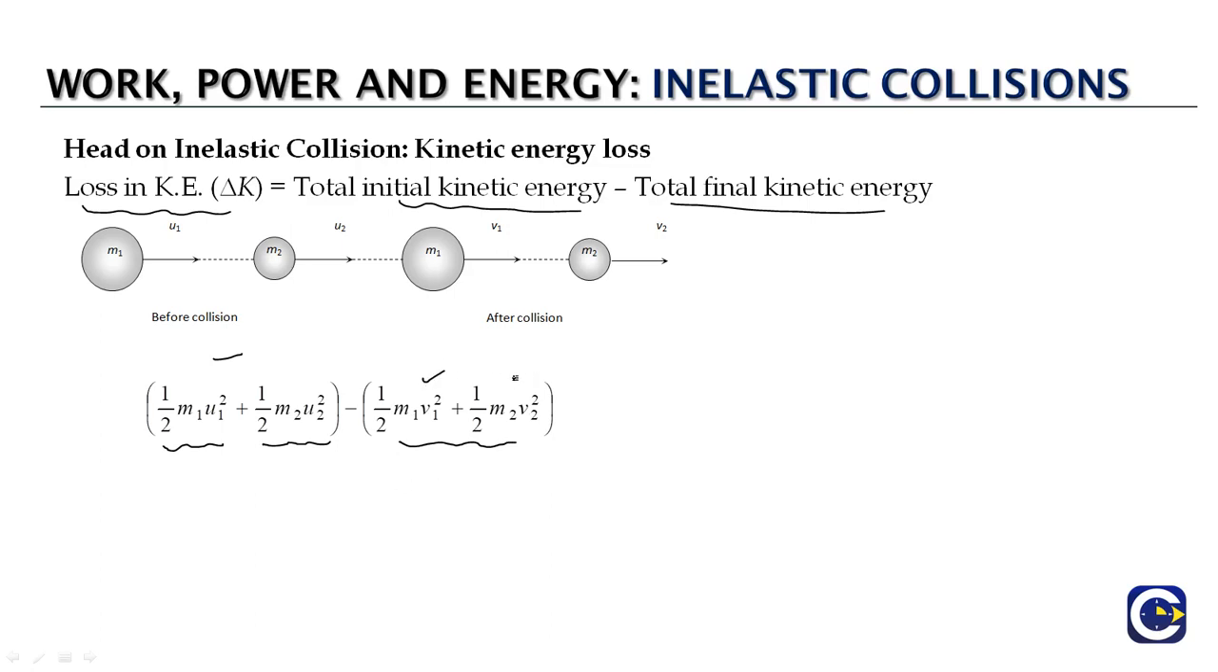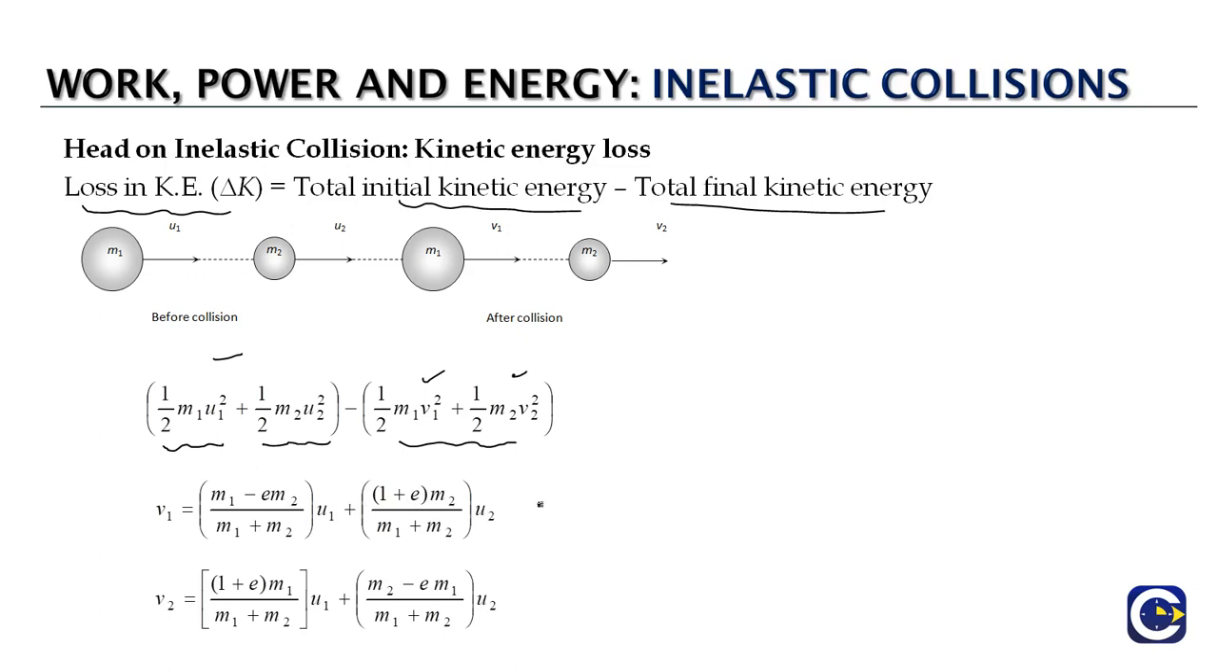Now we can substitute the values of v1 and v2, which we already got from the derivations of the velocities of the particles after collision. And of course these velocities will be in terms of the coefficient of restitution. So if we substitute the values of v1 and v2 in this kinetic energy loss expression, we finally get the kinetic energy loss equal to half times m1 m2 by (m1 plus m2) into (1 minus e square) into (u1 minus u2) whole square.